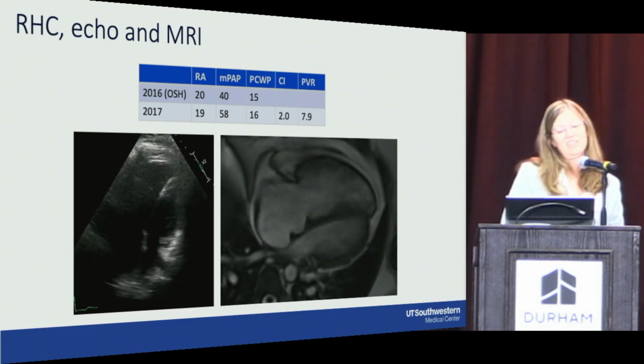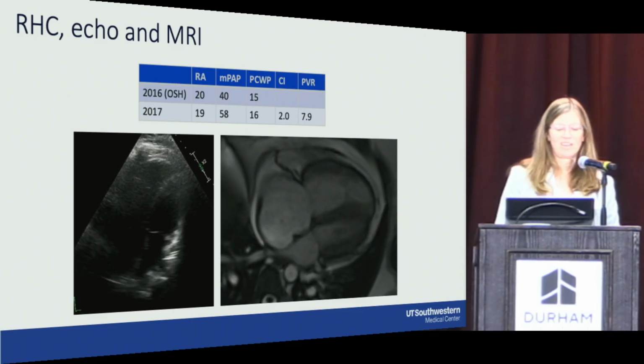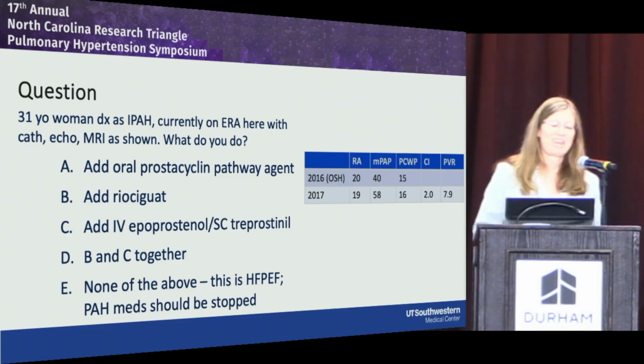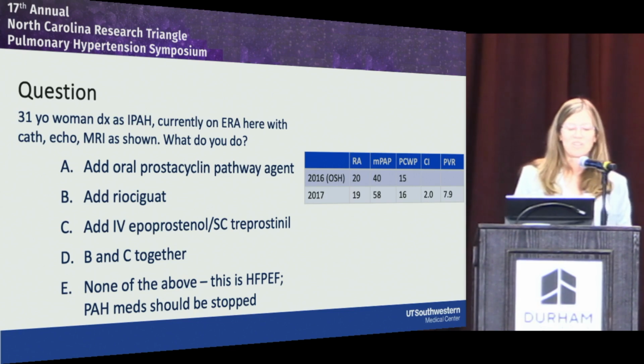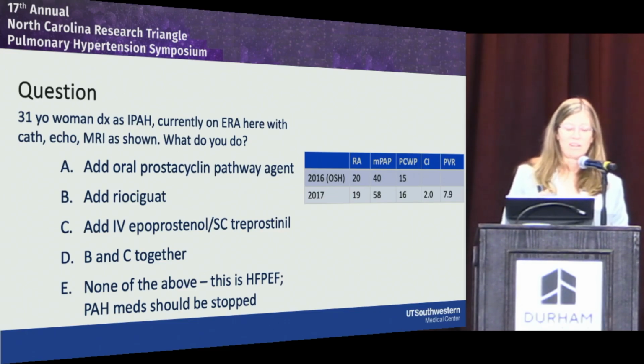You can see not really looking very good. Big RA, RV, small LA and LV. So I have a question kind of for the audience, and then we'll let our panelists talk. So a 31-year-old comes in with this history. What would you like to do now? Add on an oral prostacyclin, add riociguat, add IV epoprostenol, B and C together, and none of the above.